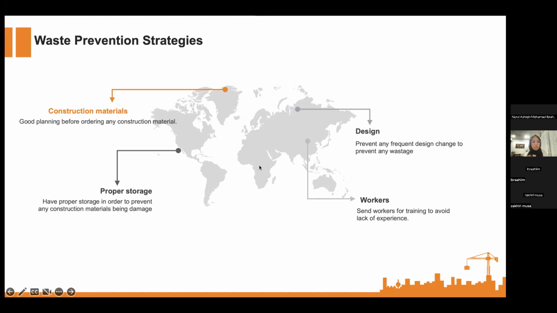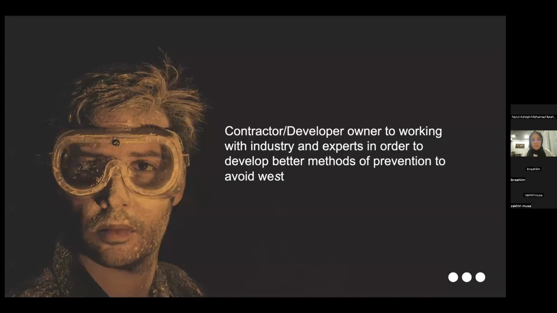And this is the waste prevention stage. The first one is construction material: good planning before ordering any construction material, and proper storage in order to prevent construction materials from being damaged. Also planning before any order, so we know what we need before ordering. For workers, training is needed to avoid lack of experience. Contractors, developers, owners, and workers need experts in order to develop better methods of prevention to avoid waste. And that's all. I would like to hand over to Mr. Mohammed.